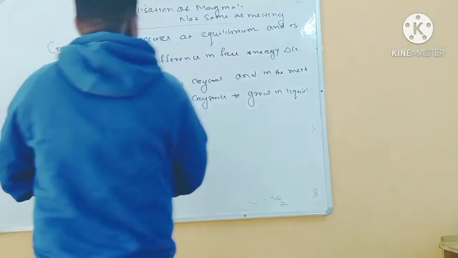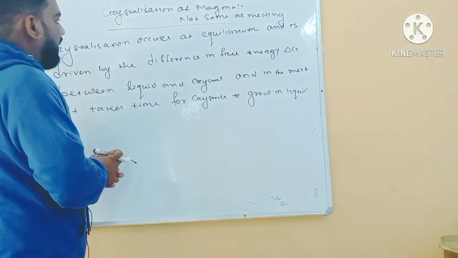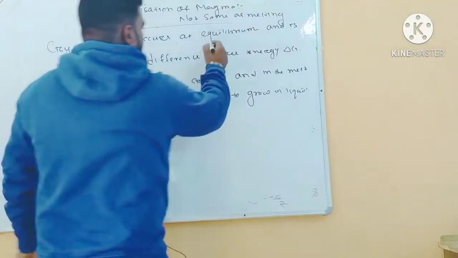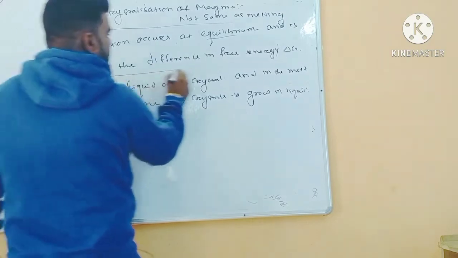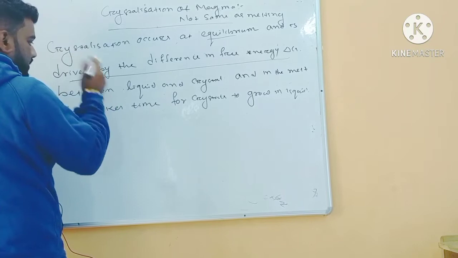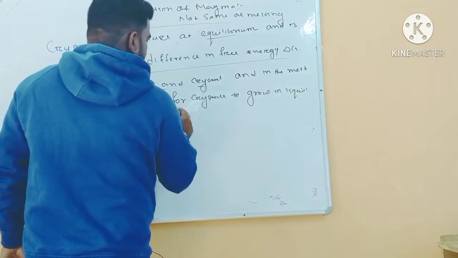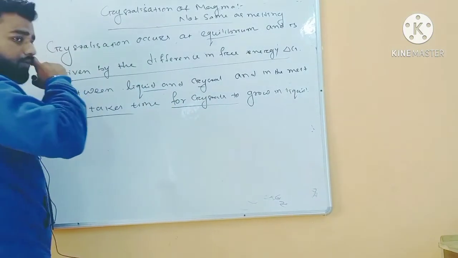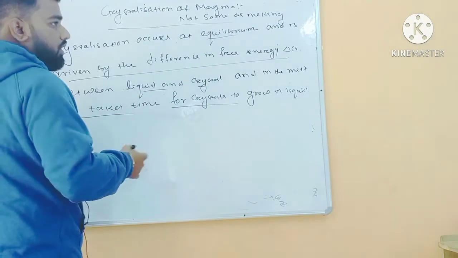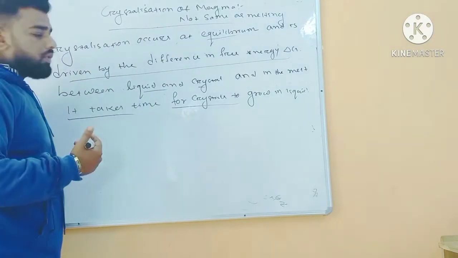Now let's move on to the crystallization of magma. You know, the crystallization of magma is not the same as melting. Crystallization will occur at equilibrium and is driven by the difference in free energy, which is del G, between the liquid and crystal. And in the melt, it takes time for crystals to grow in liquid. So it is obvious that it must take time for the liquid to grow into crystal, and so it is a time-consuming process.